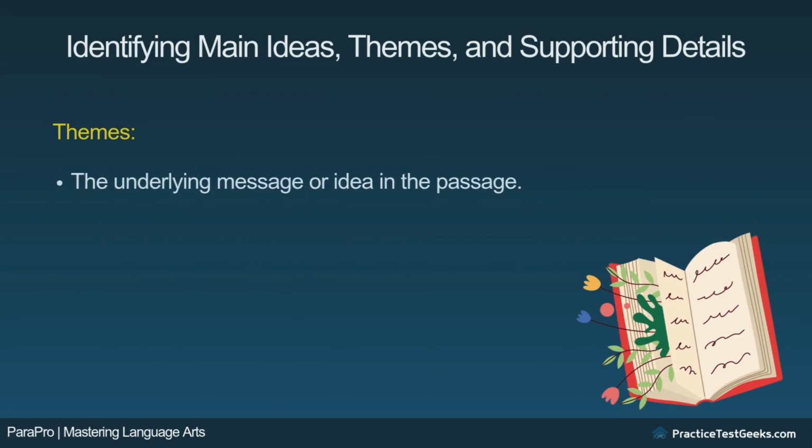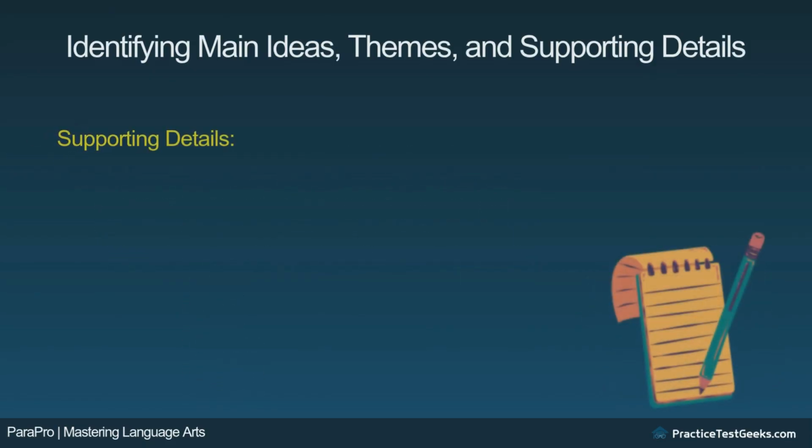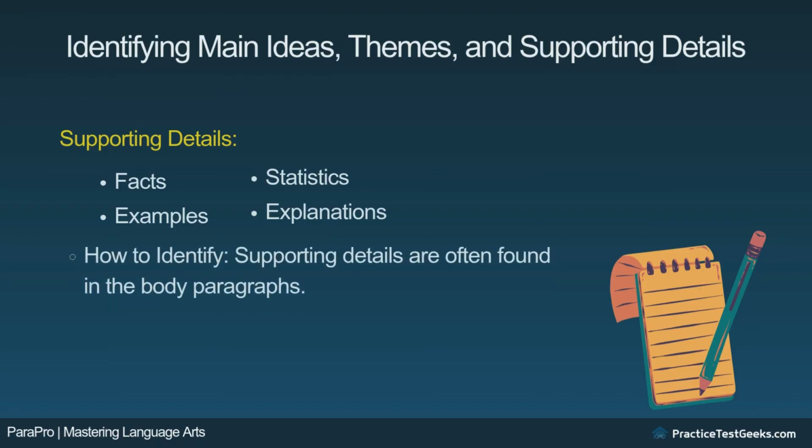Themes, the underlying message or idea in the passage. While the main idea is specific, the theme is more general and abstract. How to identify. Look for recurring ideas or concepts that appear throughout the passage. Themes often explore universal truths or lessons, such as love, loss, or justice. Supporting details. These are the facts, examples, statistics, or explanations that help clarify or prove the main idea or theme. How to identify. Supporting details are often found in the body paragraphs and serve to elaborate or provide evidence for the main idea. Look for facts, quotes, or specific examples.